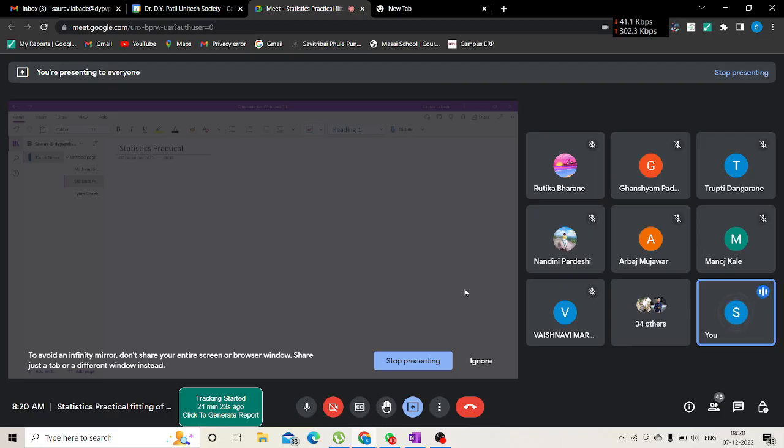Okay, so again guys, this is pretty much a simple practical. Only three examples are there. That means in the fitting of the binomial distribution, you just have to solve three examples in that particular practical. In the next one, the Poisson distribution, you also have to solve three examples, right? And the method is also simple, not very hard.